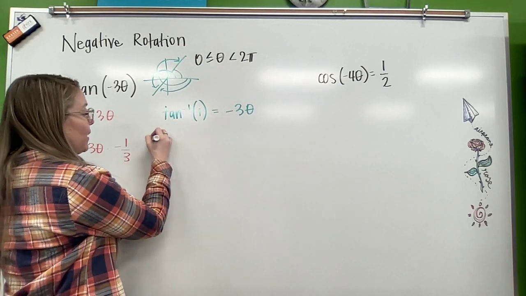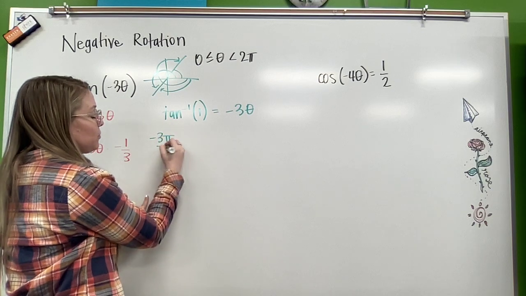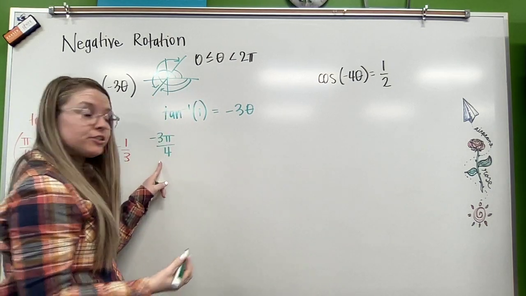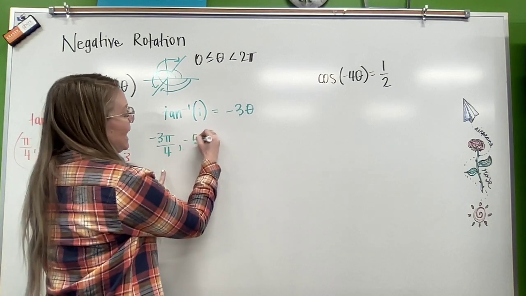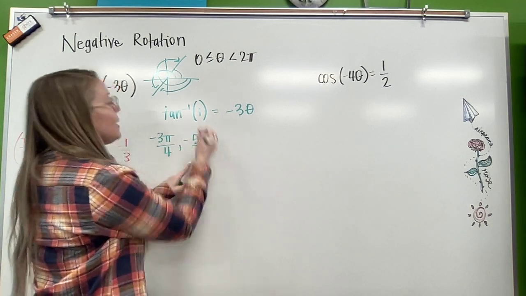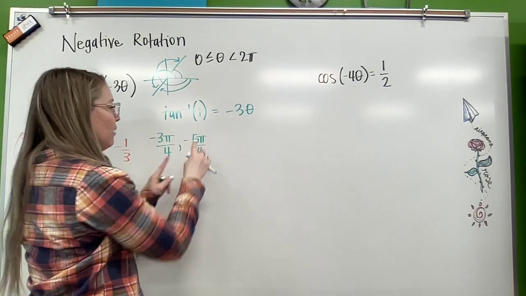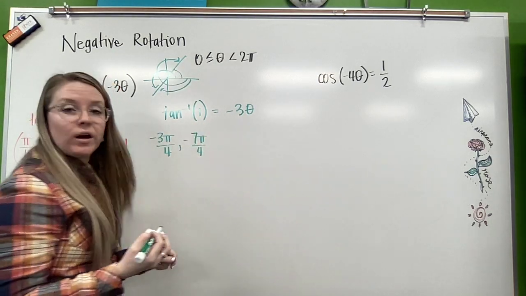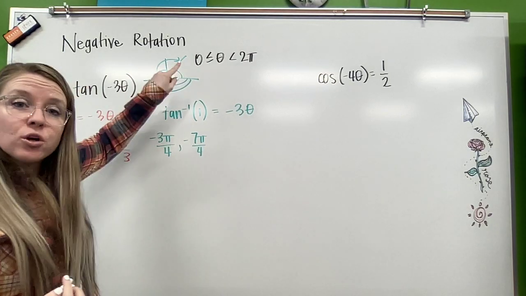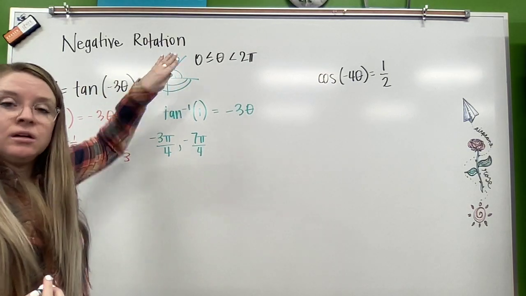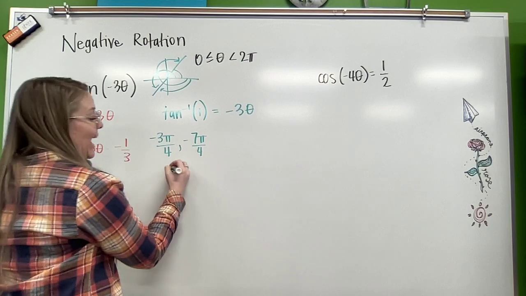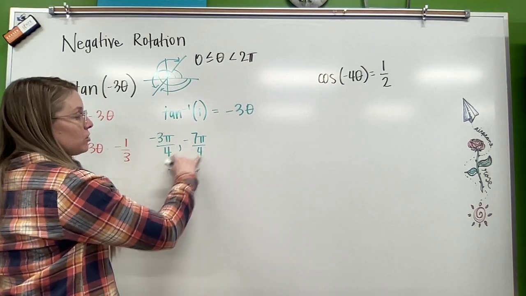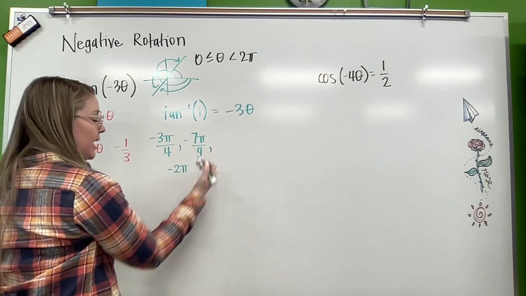So if I go backwards, negative 3 pi over 4, that puts me in the 3rd quadrant. And if I rotate negative 5 pi over 4, not 5 pi, sorry, that's got to be 7 pi over 4. That's going to put me in the 1st quadrant, but backwards. And now, instead of adding 2 pi, I'm going to subtract 2 pi to both of these because I have to rotate around 3 times.